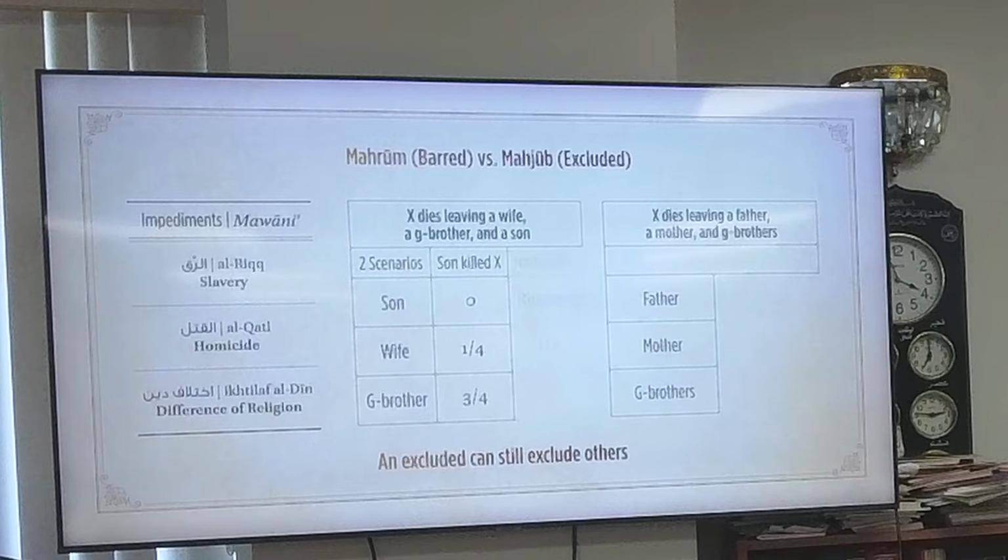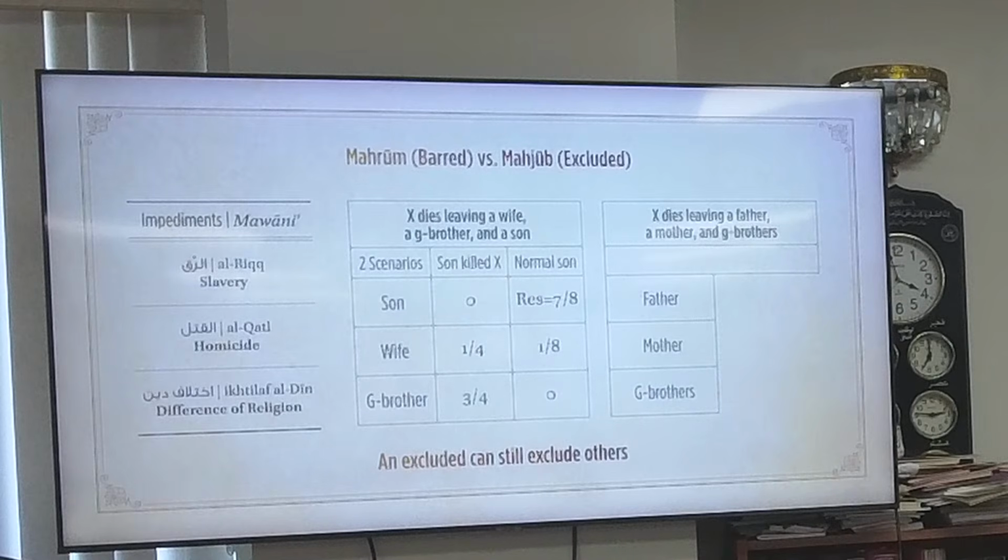But if the son is a normal son, he did not kill his father, then the wife gets 1/8, the full brother gets 0, and the son gets the residue, 7/8. So now he went from being completely disqualified and barred to being a normal heir. And as a normal heir, the brother of the deceased now gets excluded. This is exclusion by person. Because of the presence of another person, they get excluded. But they're still part of the family.